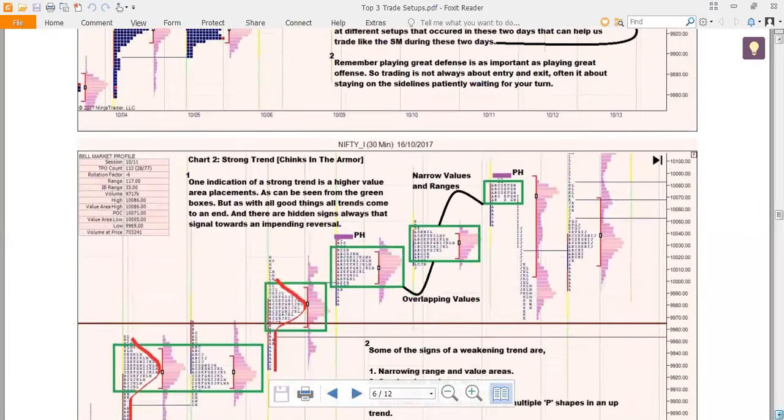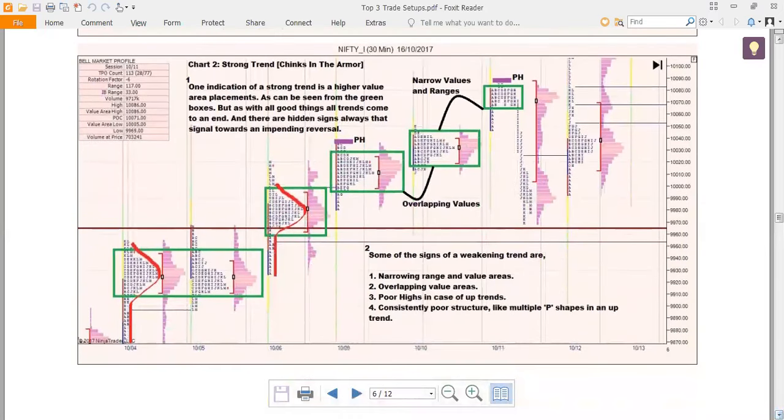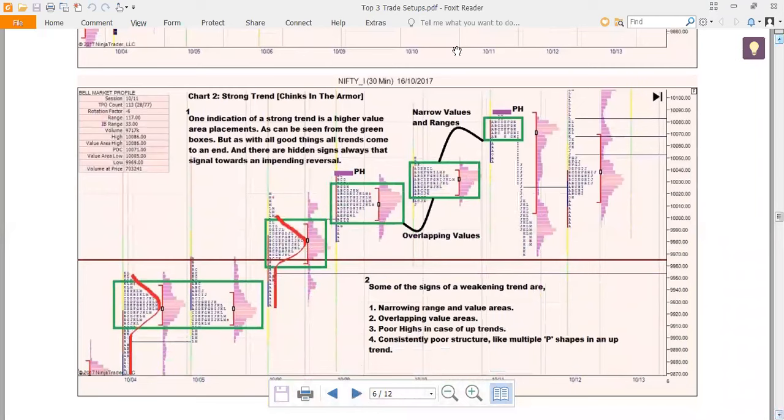Let's look at the next chart. Now here is a chart where you can see what I'm trying to say. Now, even though the value areas were forming consistently higher as shown by the green boxes, there are a few more things that were happening on this chart. And first is, you will notice that there were P shapes forming consistently. Now, what that means is, even this is a small p.